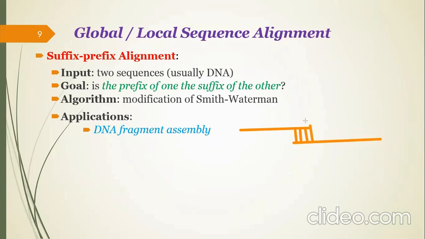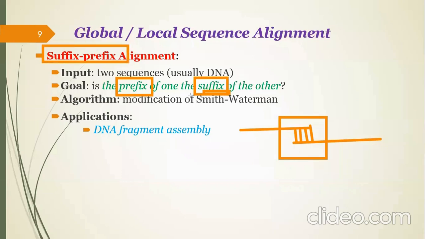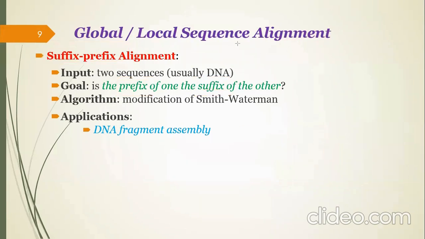So here, the similarity is in this region, now the two sequences have similarities at their ends. One is suffix and the other one is prefix. So we need to align it like this one. For that we will use suffix prefix alignment, and that will be a modified Smith and Waterman. So DNA fragment assembly is also having the same function.